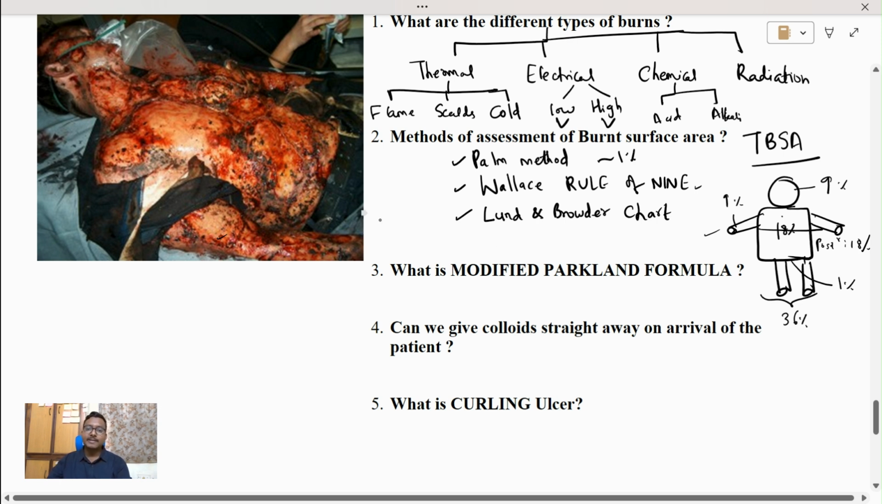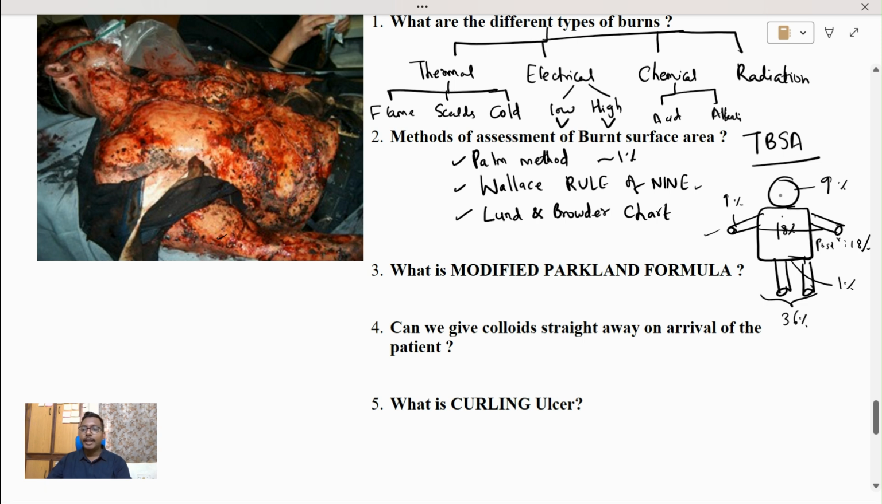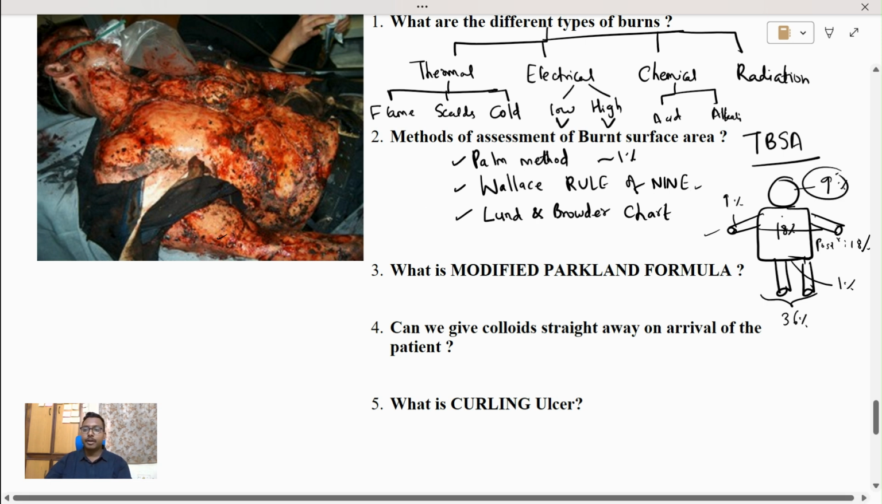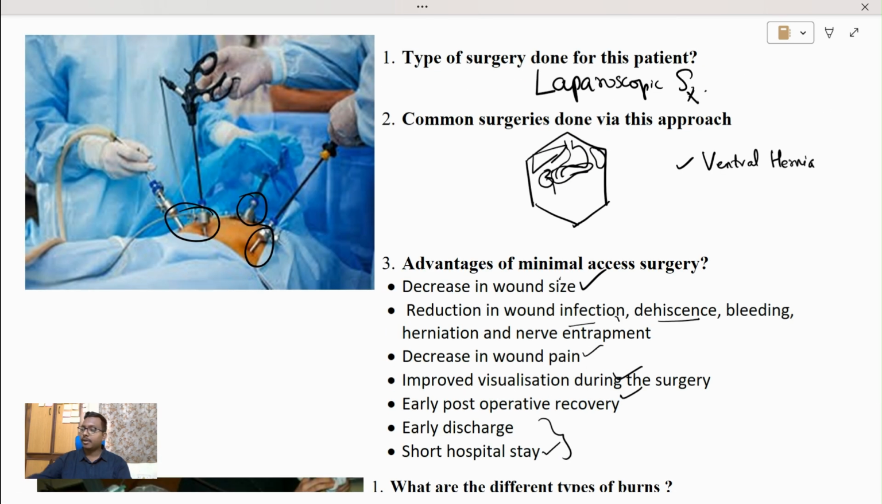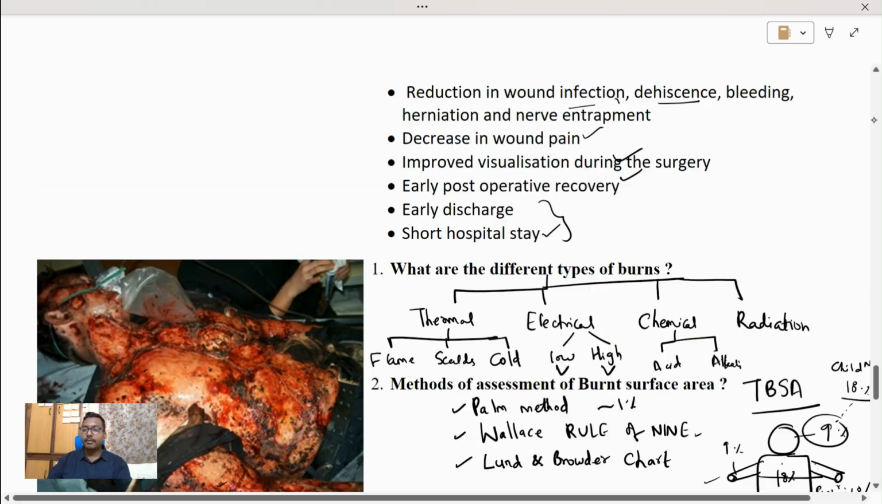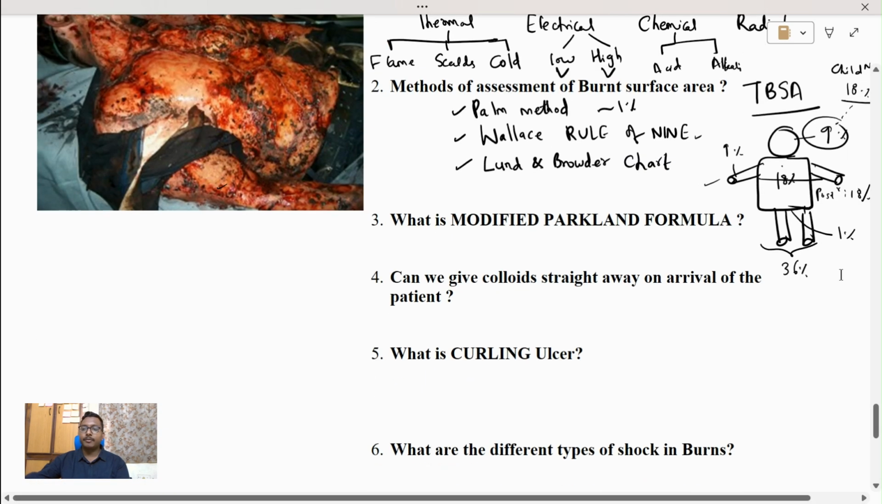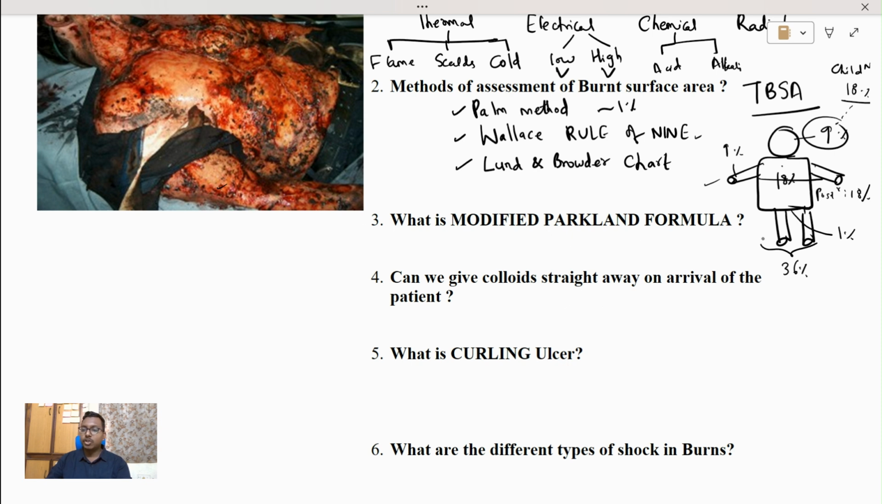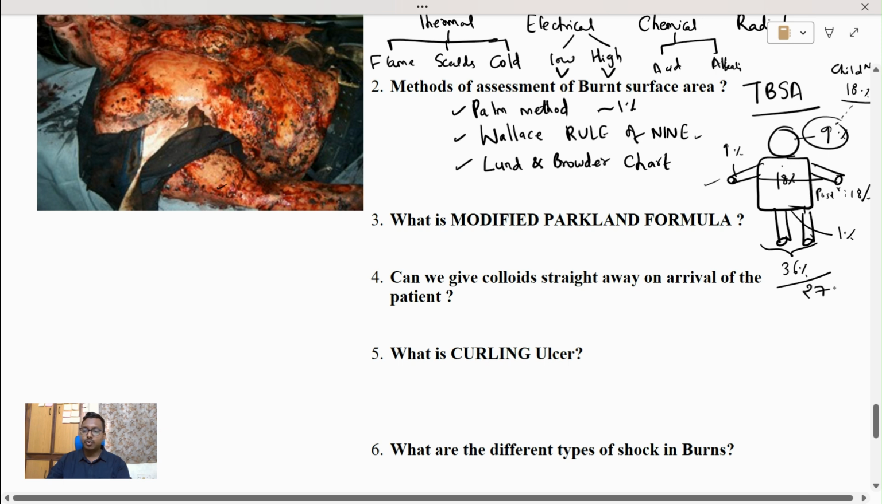The main difference between adults and children is that in children the surface area of the head is very high. So in children this 9 becomes 18. And where is this extra 9 coming from? This extra 9 is coming from the lower limbs. In children, the lower limbs constitute only 27%.